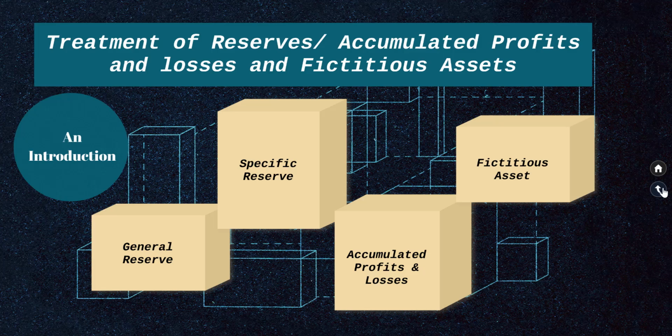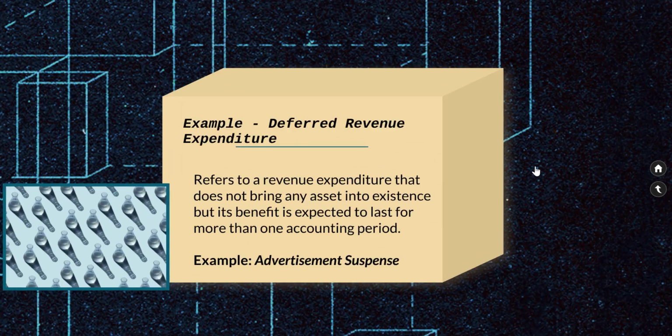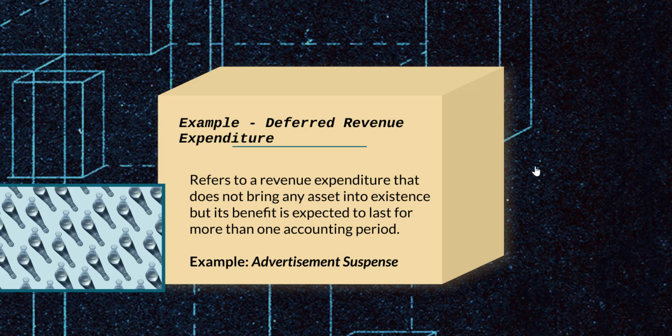And finally, let's understand what a fictitious asset is. Now the example of fictitious asset which you will often see in this chapter of partnership accounts is deferred revenue expenditure. Now this expenditure is a revenue expenditure. However, its benefit will last for more than one accounting period.